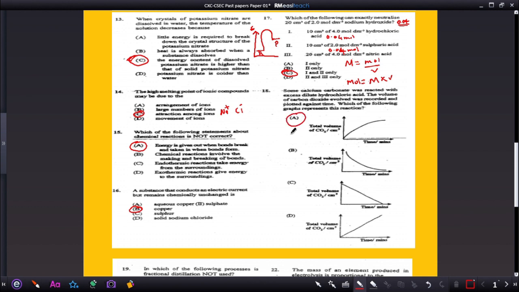And even though it says excess hydrochloric acid, that excess would be insignificant compared to the calcium carbonate, which would be the limiting reagent in this case, because if there is no calcium carbonate, then that excess hydrochloric acid wouldn't make any sense. Okay, and remember, if we were to draw the graph, you would see that as the reactant decreases, the product increases.